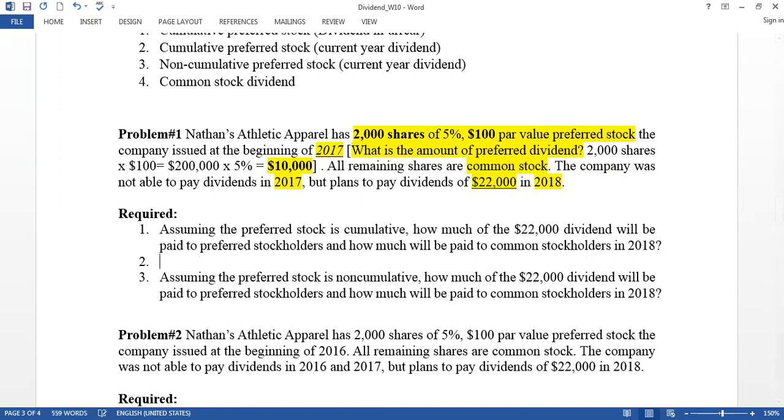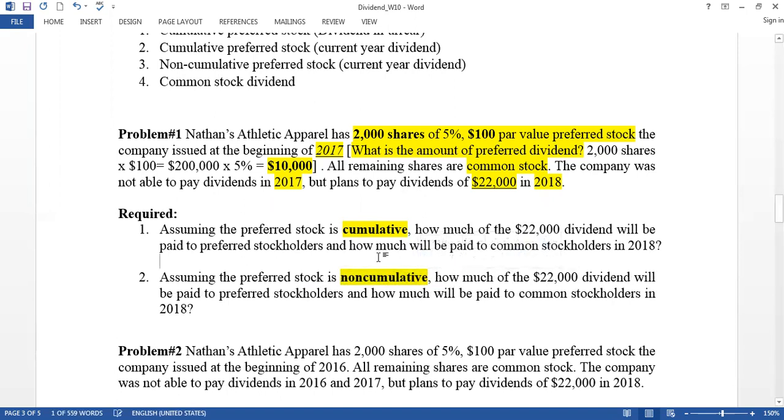Now we have two assumptions according to this question. First assumption said that assuming preferred stock is cumulative. Do you understand? Now we have to remember the picture. Second assumption said that preferred stock is non-cumulative. Okay, so we have two pictures. Based on these two pictures, these two questions. If preferred stock are cumulative, how much of this $22,000 dividend goes to preferred stock and how much to the common stock? Clear?